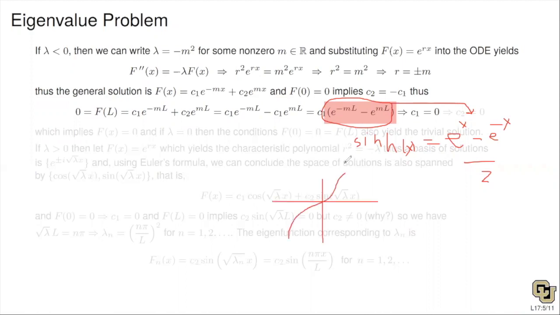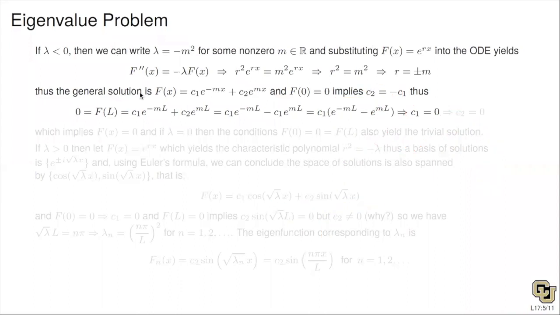The hyperbolic sine function is only 0 when the input is 0. And here, mL is not 0. So this term is not 0, so the only possibility is C1 is 0. And remember, C2 equals negative C1. So if C1 is 0, then C2 is 0. So we have a trivial solution. So lambda less than 0 is not a case that gives us non-trivial solutions.